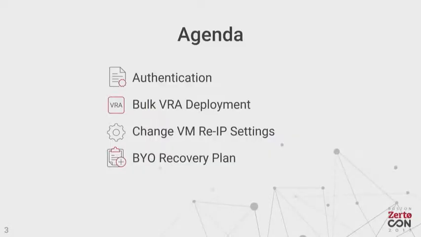Quick agenda. We're going to start with authentication. How do I open up a session so I can actually start and consume the API? We're going to go into bulk VRA deployment. How does it work? Go through the code. Change VIP settings. And build your own recovery plan as a script.